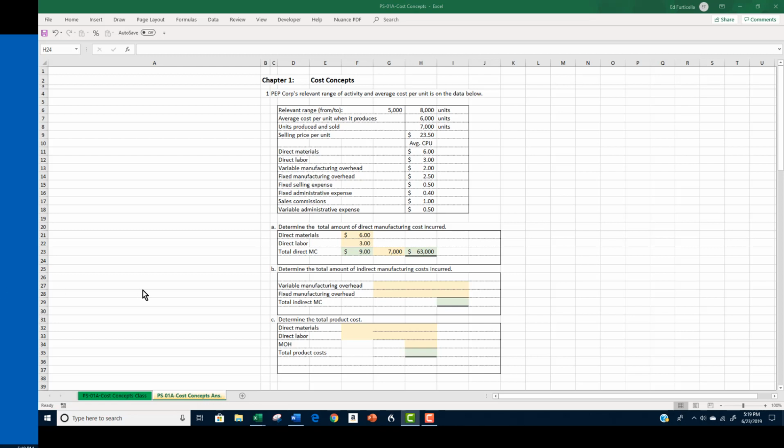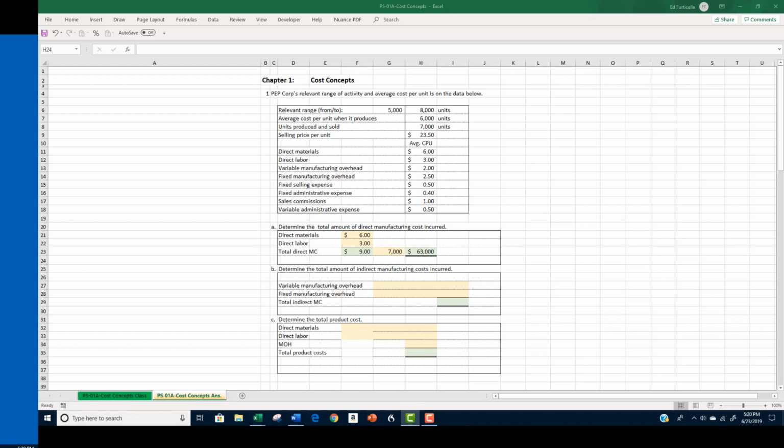Question B asks that we determine the total indirect manufacturing costs incurred. The concept to be underlined is indirect manufacturing costs. These costs are related to the manufacturing process and are incurred for the benefit of more than one cost object, or are costs which cannot easily or efficiently be traced to a specific cost object. Indirect manufacturing costs are referred to as manufacturing overhead, or MOH, and include indirect materials, indirect labor, and factory overhead.